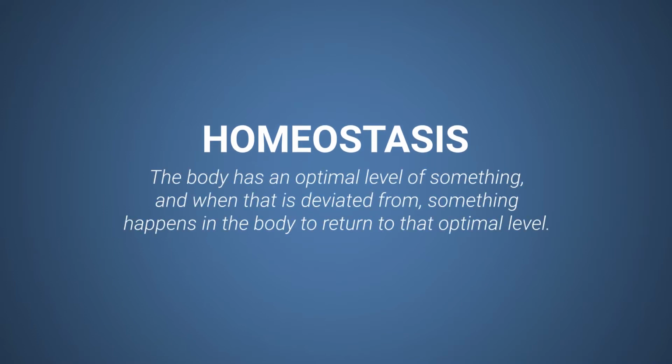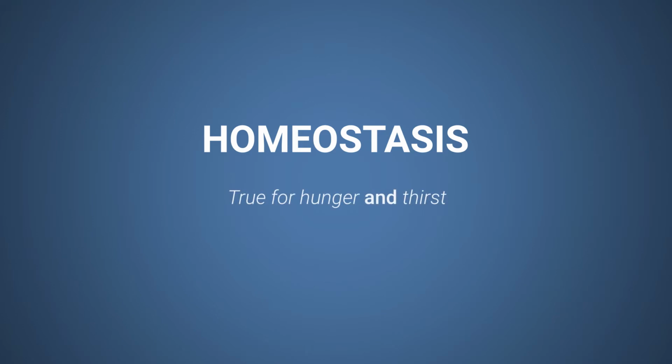An important concept in hunger and satiety is the idea of homeostasis. Homeostasis is the idea that the body has an optimal level of something, and when that is deviated from, something happens in the body to return to that optimal level. This is true for hunger and thirst. Your body has a level of energy and hydration that it prefers, and it will set various processes into motion in order to maintain that.